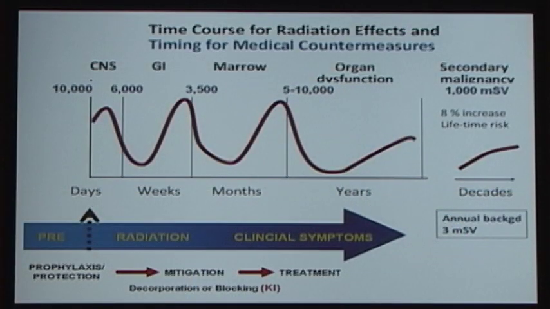To look at the time course of events after radiation, again, we're at the millisieverts on the top. At 10,000 millisieverts, you have the central nervous system syndrome. That's a very high dose that's likely to be fatal. 6,000 millisieverts is a gastrointestinal dose range where it'll affect your gastrointestinal tract. You'll get sick from that within a week or so. At 3,500 millisieverts, you're in the bone marrow range, very survivable with treatment. At 5 to 10,000 millisieverts, you're in the organ dysfunction range where your lungs or kidneys may not function, and that can occur in years.